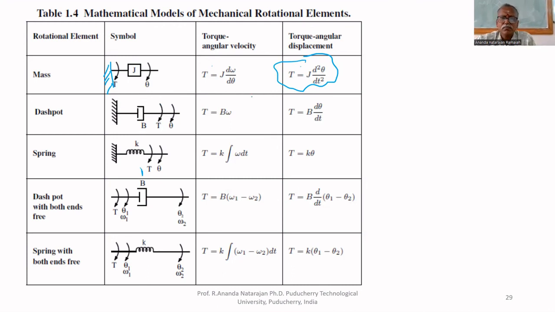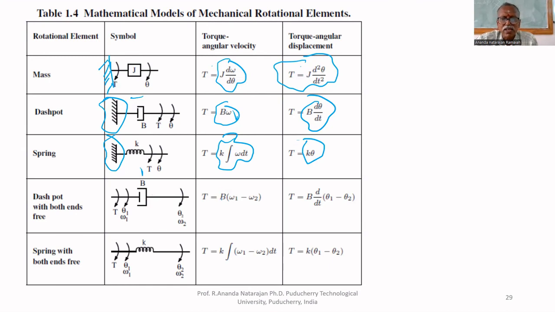If it is a dashpot with one end fixed, the torque is B d theta by dt, or B omega. For mass, it is J d omega by dt. If it is a spring, it is K theta. If you know the angular velocity, it is K integral of omega dt.